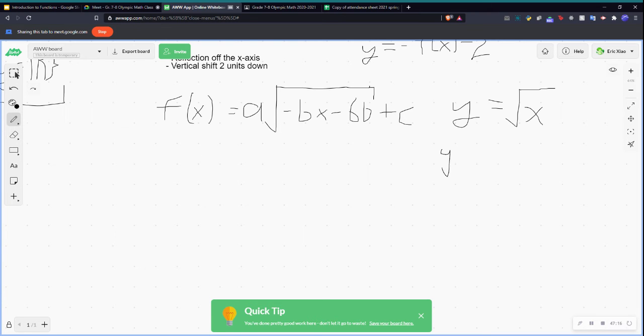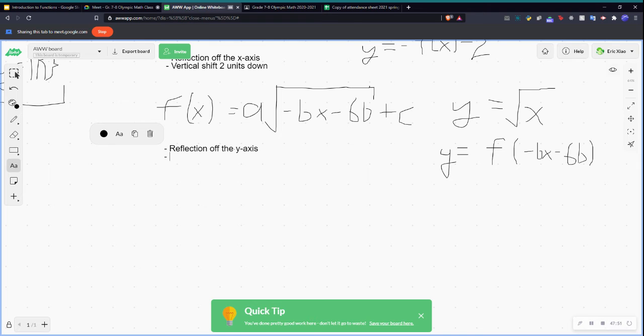So you'd have y equal to negative bx, right? Let's write the whole thing actually. Negative bx minus 6b. So you're substituting this into the square root, but because of this negative, that means you have a reflection off the y-axis this time. Let's write down reflection off the y-axis. And there are no other negatives outside of that, so that's the only reflection we have.